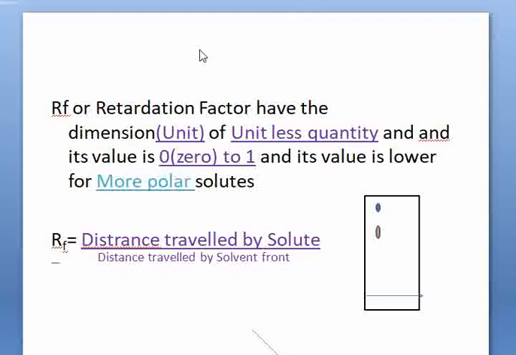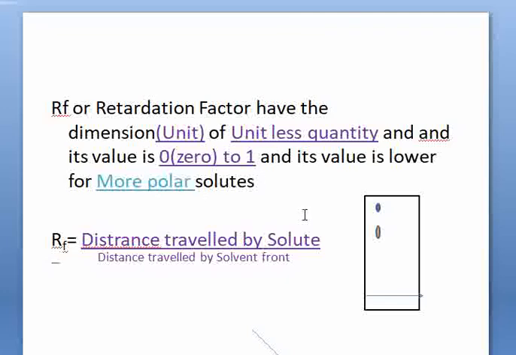One more thing, both the numerator and the denominator are distances. So the RF factor has no unit. Dimension means unit, I have put here. It is a unitless quantity. RF is a unitless quantity and its value is between 0 and 1.